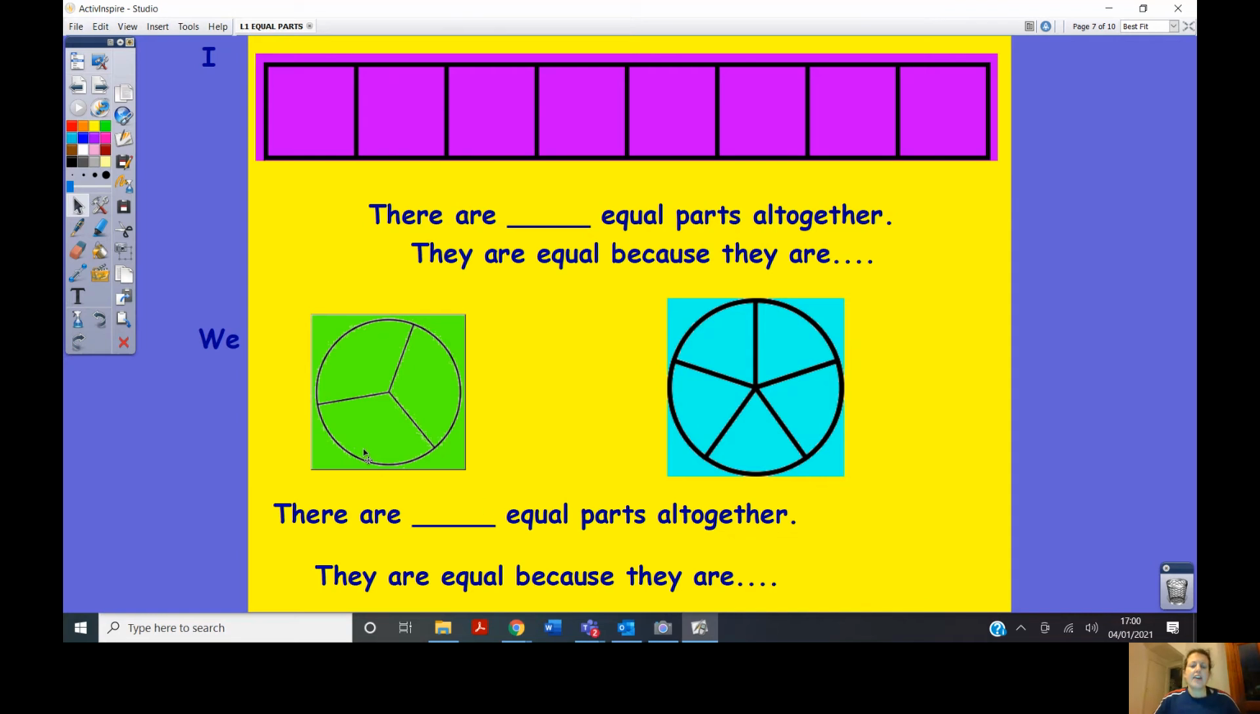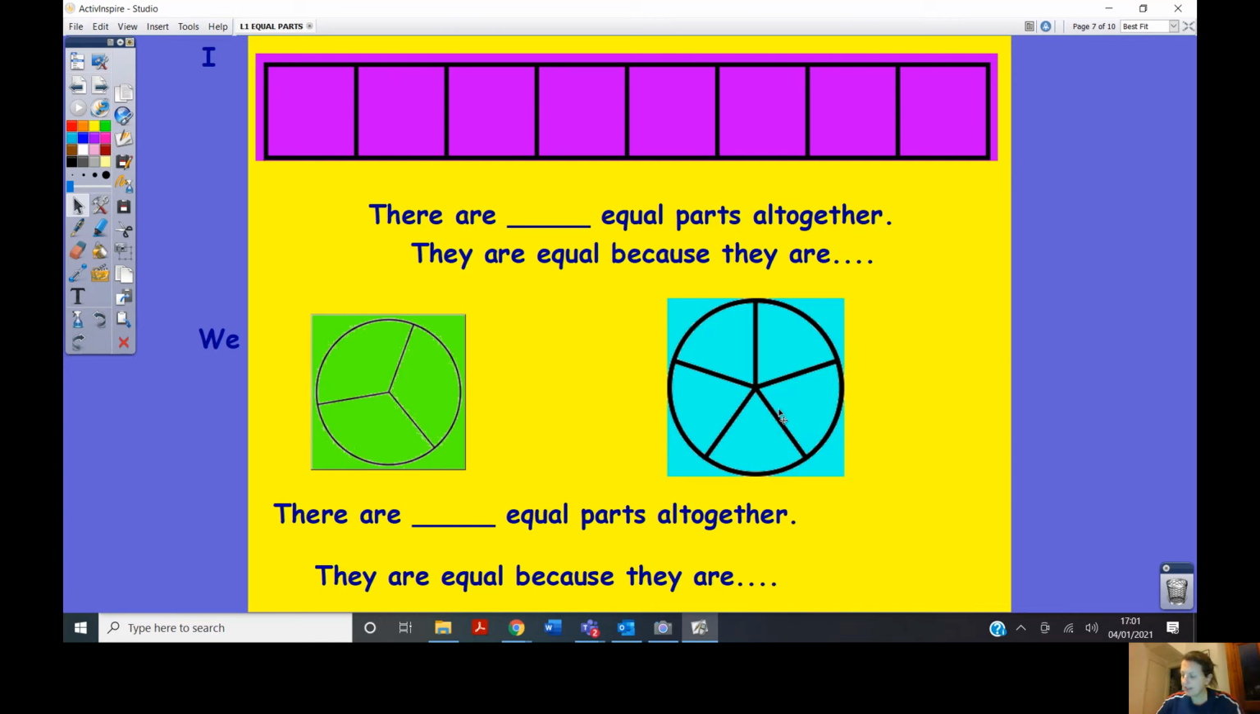Let's look at this green circle together. Say with me, there are equal parts altogether. Let's count together. There are 1, 2, 3 equal parts altogether. I have 3 parts to make up my whole. Why are they equal? They are equal because they are, say it out loud, the same size and same shape.